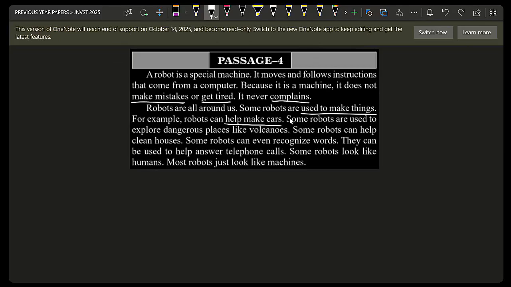Some robots are used to explore dangerous places like volcanoes. We discussed volcanoes in the previous paper discussion also. Very hot gases, magma and harmful gases will be released. If human beings go near, it will be very harmful. So they are using robots to go there and explore the volcanoes. And some robots can help clean houses. Yes, they can do cleaning houses also.